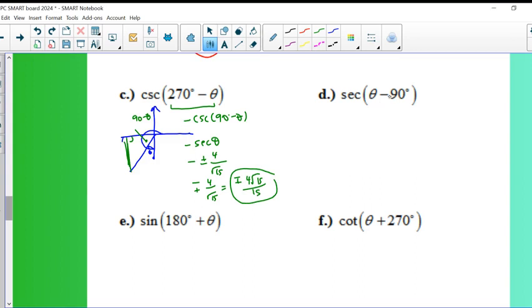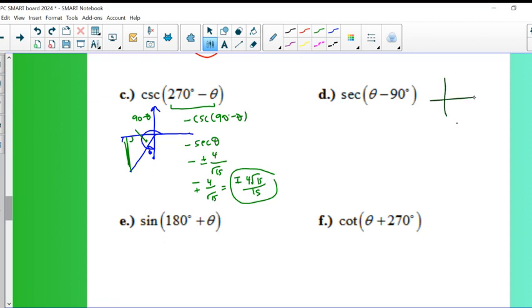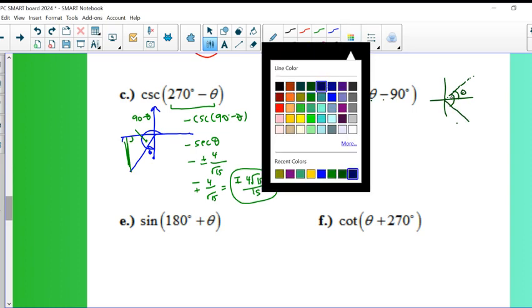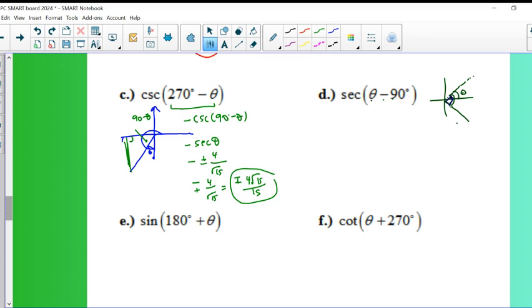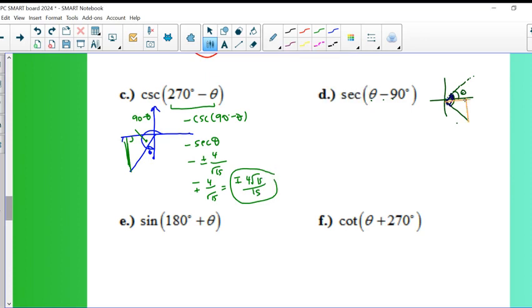Okay, secant of theta minus 90. Again, another one we haven't seen in a while. So if I think about drawing, if you go up theta, let's say that's theta, and then you go back 90. So you turn around and go back 90 degrees, which means that you've got a right angle here. And if the upper part is theta, that means when I draw its reference angle, it's going to be 90 minus theta. In this triangle right here, that reference angle is 90 minus theta.